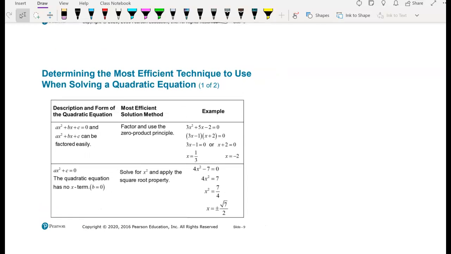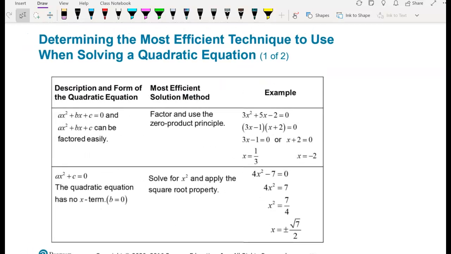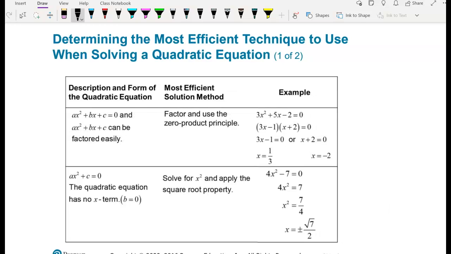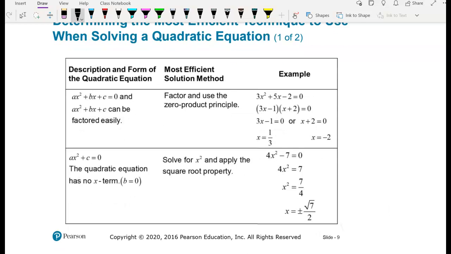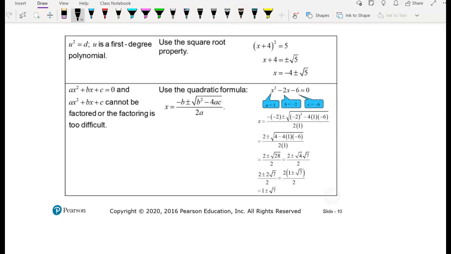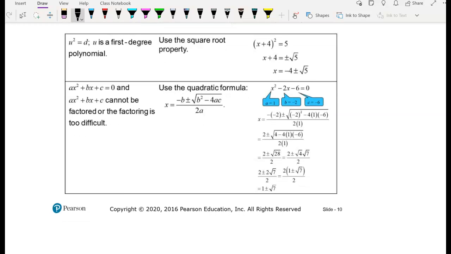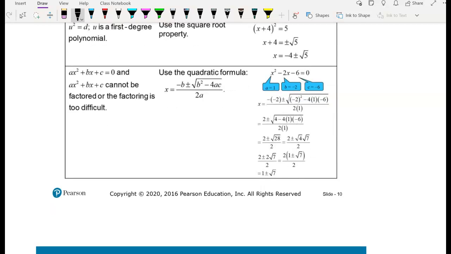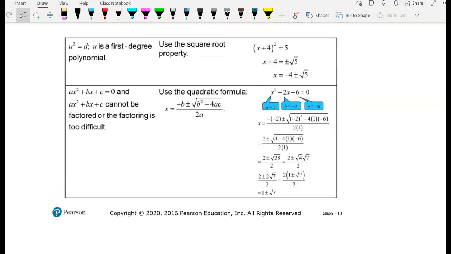All right, and then this just gives you a chart of the most efficient technique in solving quadratics. So you look, can it be factored? Then you factor it. And if it can't be factored, or you can't solve by square roots, you do quadratic formula. But if you can solve by square roots, you use that square root property. And then if you can't use either of those, that quadratic formula, it's a good way to go. And then it gives you examples of those.